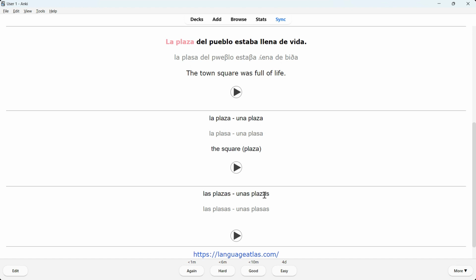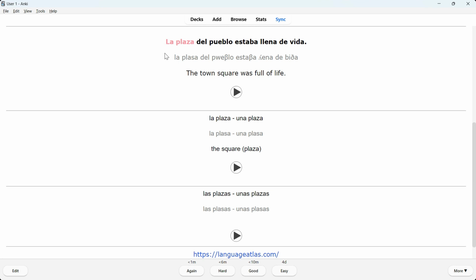Las plazas, unas plazas. So what do we see over here? We have over here what I like to call a sentence area. We have the correct answer in Spanish with a certain part in pink. Why is this in pink? This is the answer that we're looking for, by the way.